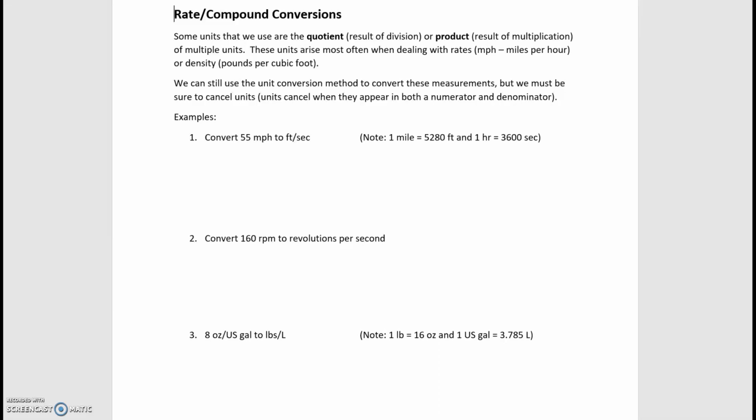Rates and compound conversions. Some units that we use are the quotient or result of division, or the product or result of multiplication, of multiple units. These kinds of units arise when you're dealing with rates such as miles per hour, mph, or density, pounds per cubic foot. I'm going to continue to use the unit conversion method to convert these measurements, but remember, it's very important to cancel units as they appear in both a numerator and denominator.